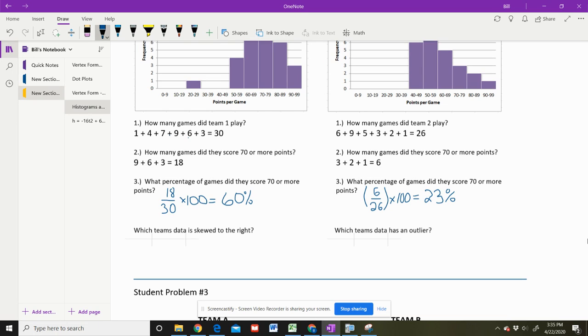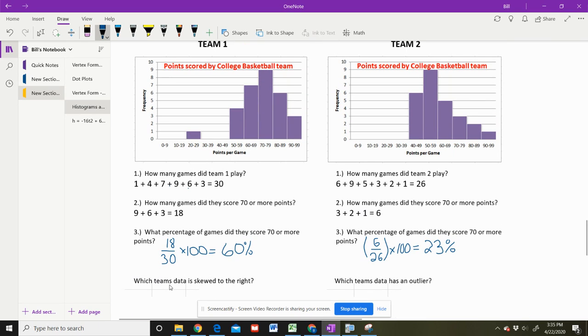So last two questions before you try your third problem on the Edpuzzle. It's asking what team's data is skewed to the right. Remember, whenever we look for a skew, we're looking for a tail on the distribution. The tail points us in the direction that it's either skewed right or left. If we look at this data over here, you can see it's like a staircase going down, but this side's not so much. So this definitely has a tail on it, pointing to the right. So team 2's data is skewed to the right.